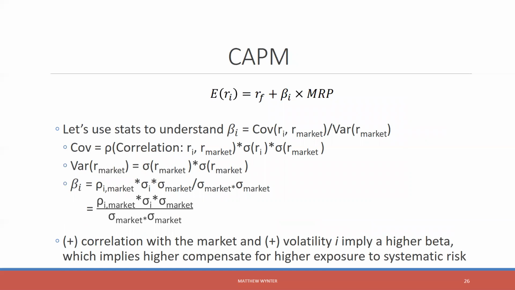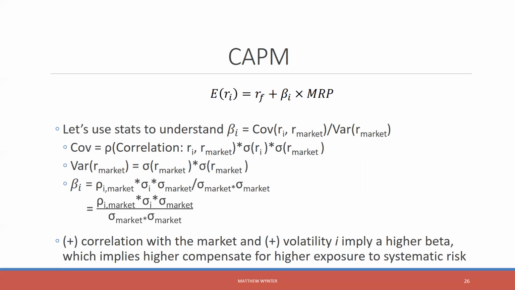Let's unpack beta just a little bit more so we can better understand how firms can reduce the cost of capital through cross-listing and being globally diversified. Okay, so as we said, beta is a regression coefficient. In the numerator, we have covariance. Covariance is correlation multiplied by the volatility of the asset and the volatility of the market.